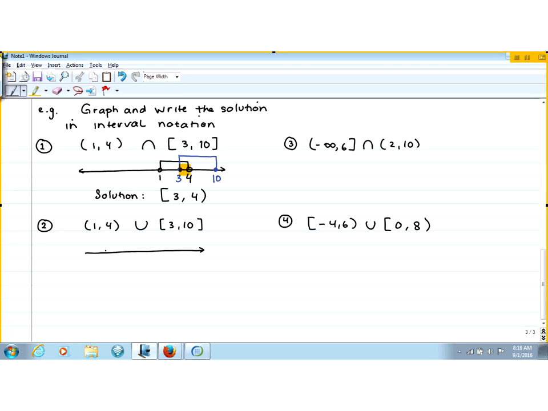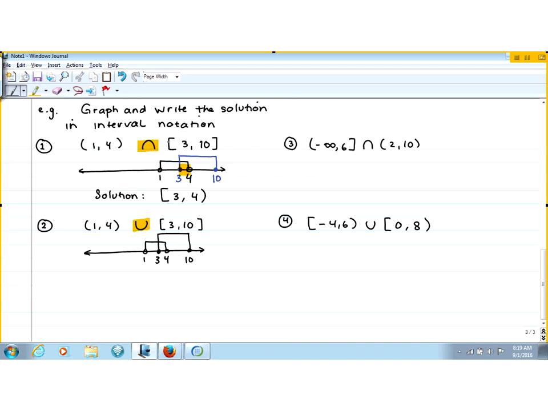Okay, do you want to tell me how to do number 2? So how do I graph 1 and 4? 1 open, 4 open, and then it's in between. All right, good. How do I graph 3 and 10? 3 closed, 10 closed. Okay, and I have to graph it a little bit higher, right? Or it doesn't matter as long as they have different heights. Now, this is union and this is intersection. What is the difference between union and intersection?